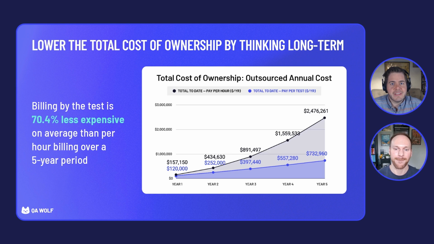Yeah, I think all that is some really great advice to consider. And again, the proof is in the pudding in terms of the savings. Companies that bill by the test are going to be 70.4% less expensive on average than a traditional outsourced QA vendor over a 5 year period.